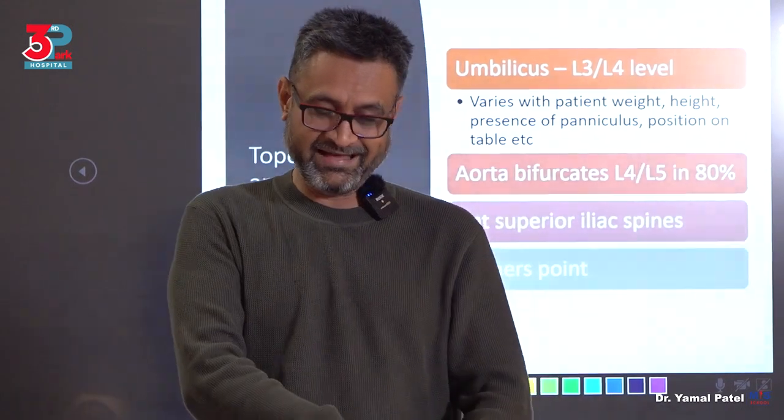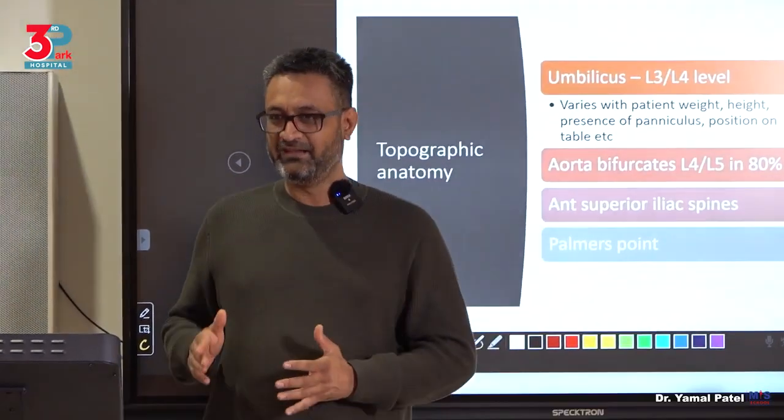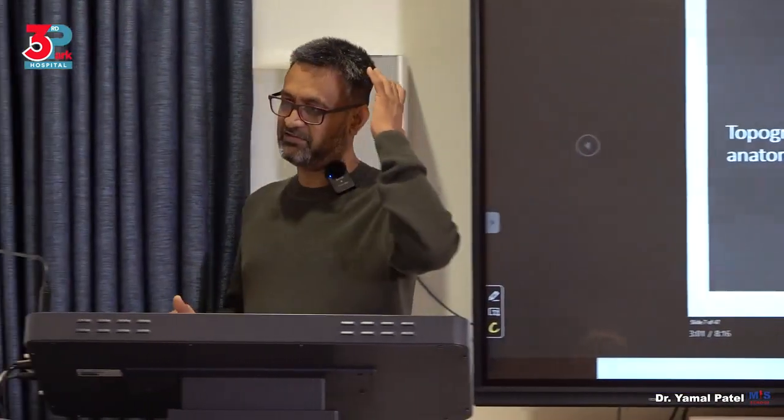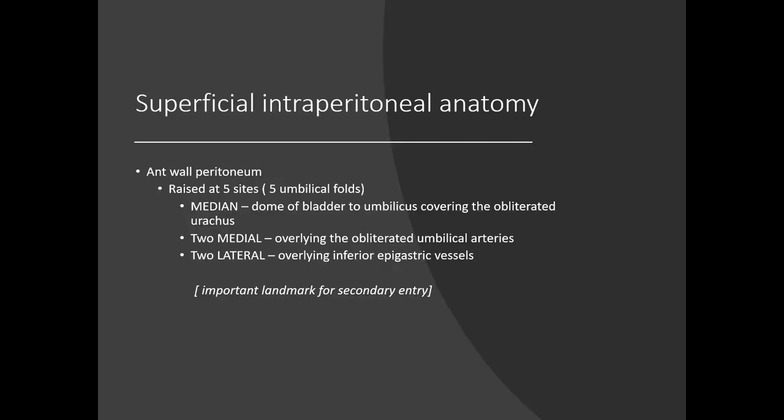So if you are doing that, you're aiming for the aorta. Right? So unless you know what we discussed when I taught you on how to enter, you're aiming for the aorta and the IVC that is just to the right of it. Okay? You have to know the anterior superior iliac spine levels, and we discussed Palmer's point and other things. When we go intraperitoneal after the initial entry, we have what is called the superficial intraperitoneal anatomy.